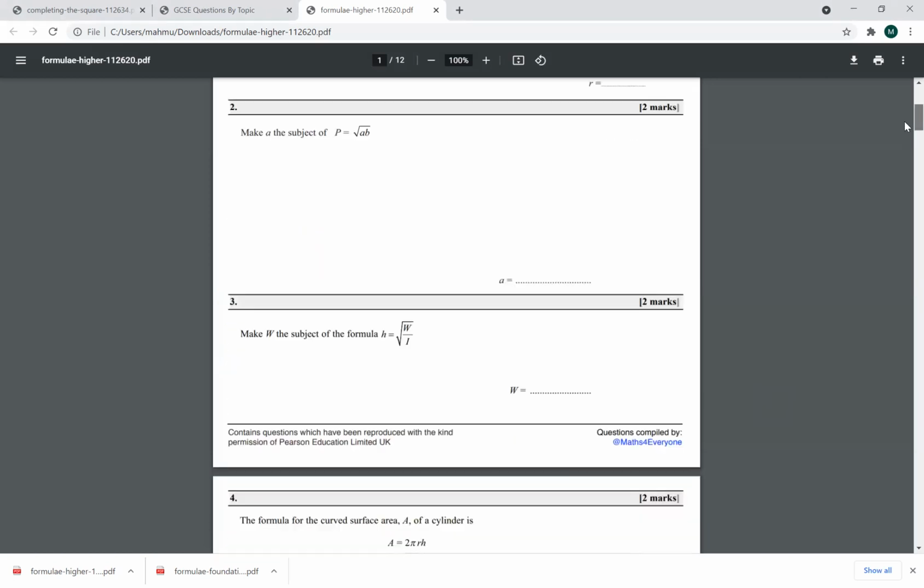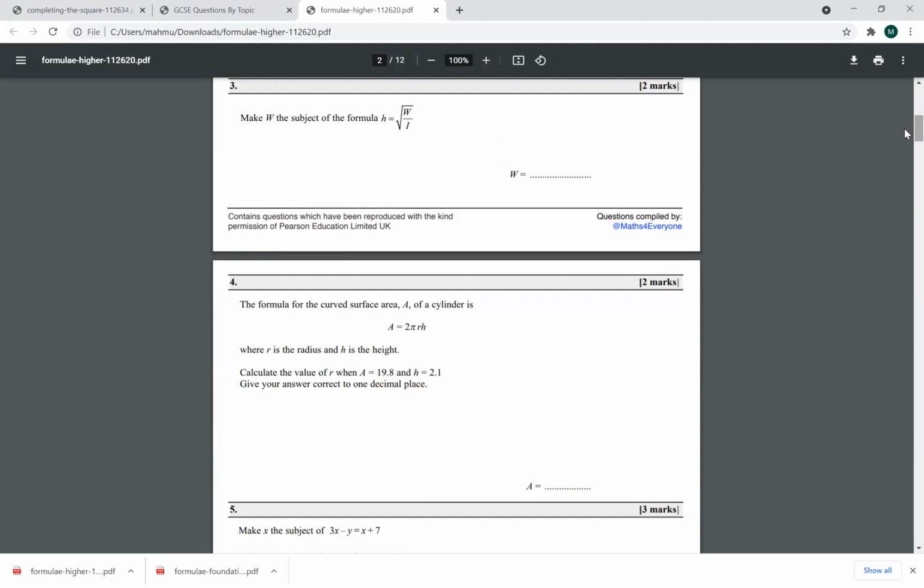Do number 3, making h the subject. Again, think of what you did before, and make w the subject now. Very good. How do I square it? Put it up there. Or what I'll do is put a bracket, and outside the bracket put the square. So show the examiner how it's done.